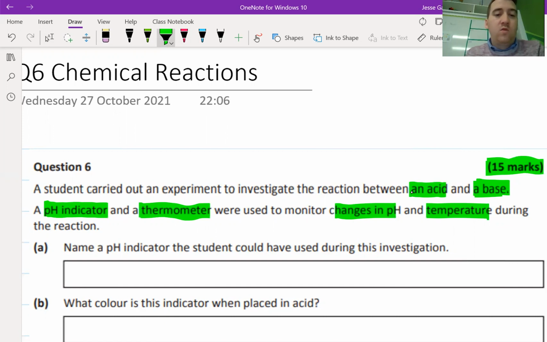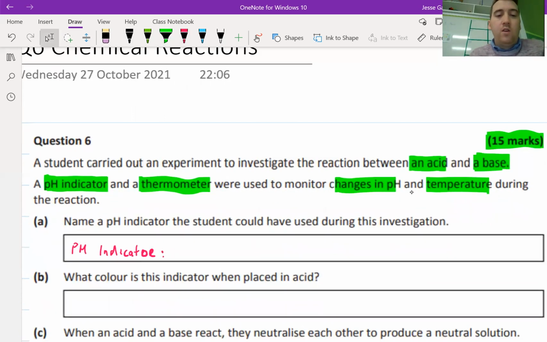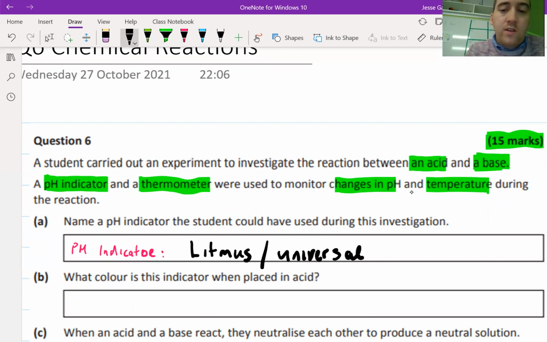Okay, so the first one, it says to name a pH indicator the student could have used in its investigation. All right, so pH indicator, you have to name it. So what I want you to do is pause the video and name one of these indicators. There are 2 options here. Hopefully you have gone for either litmus, L-I-T-M-U-S, litmus indicator, or something called universal indicator. So these are the 2 indicators we've looked at in class. So again, hopefully you remember doing the experiment.